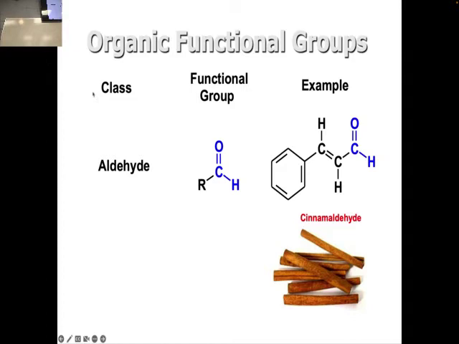So now we've got functional groups that start to contain different types of bonds. This carbon is doubly bound to an oxygen and singly bound to a hydrogen. That's the aldehyde functional group.